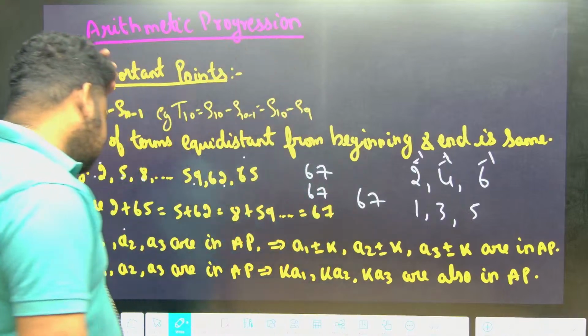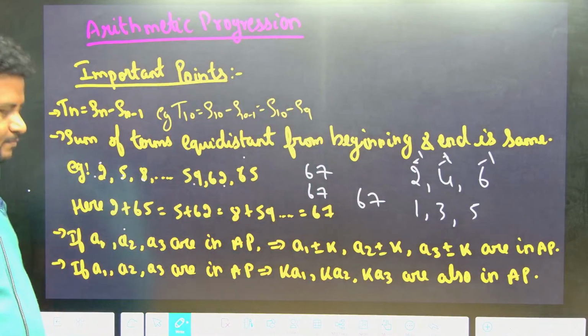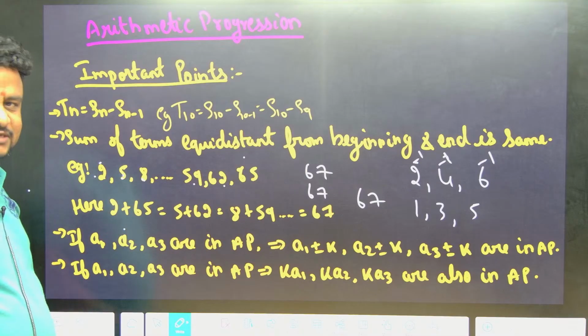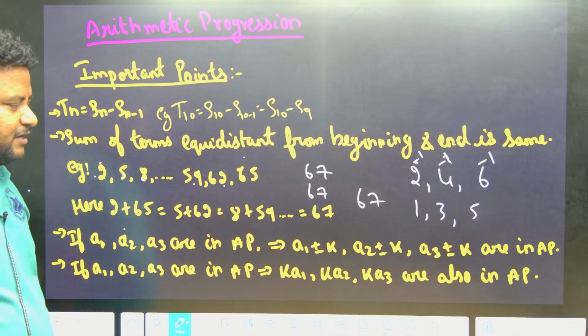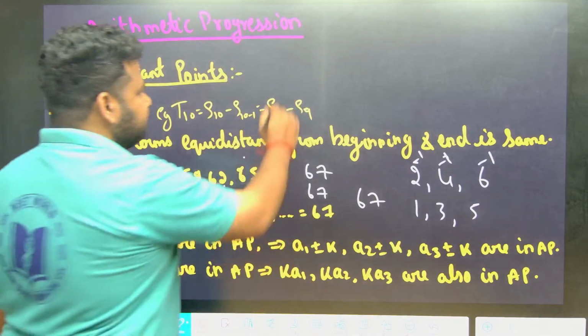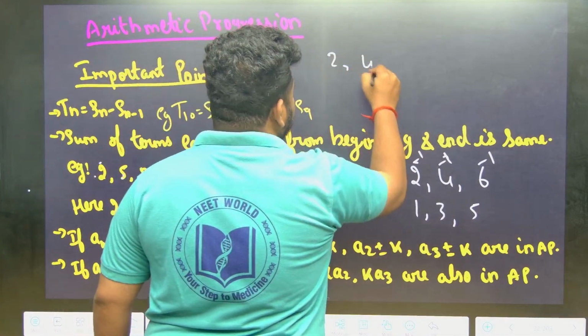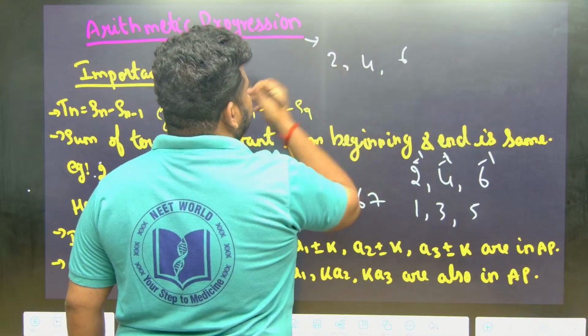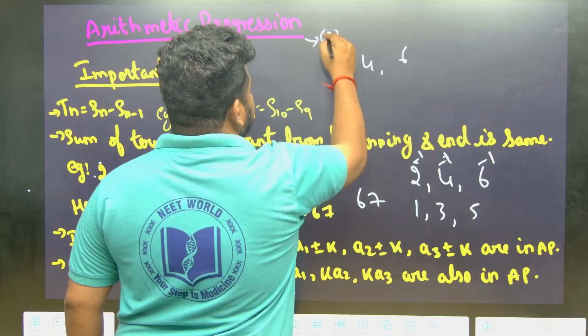Now, what happens if I multiply with something? Suppose A1, A2, A3 are in AP. If I multiply each element by the same value, then they will also be in AP. Suppose we have an AP like 2, 4, 6. Let me multiply each of them by 3. Here the k value is 3.